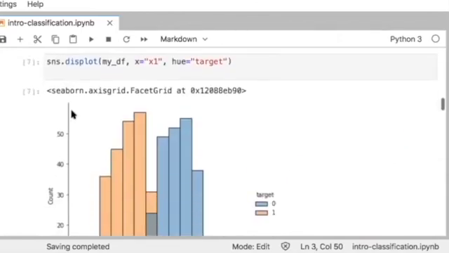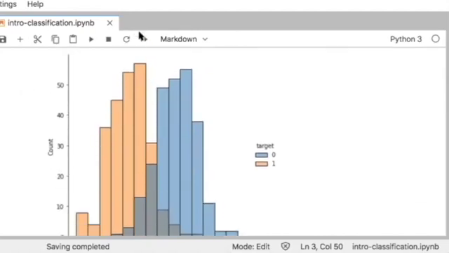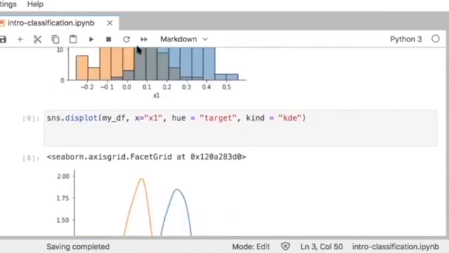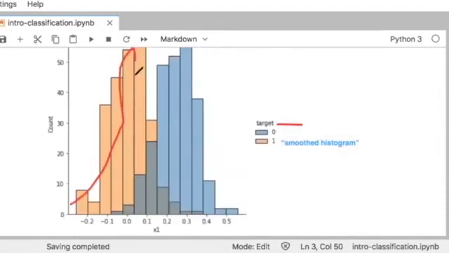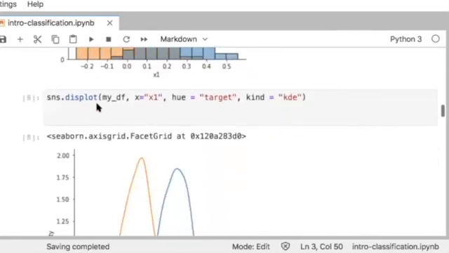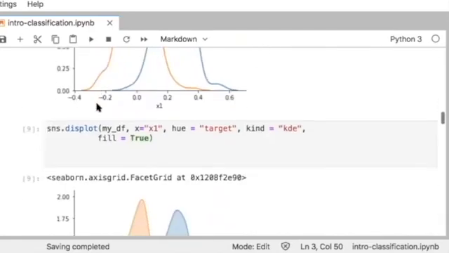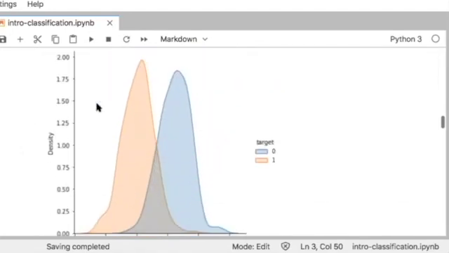We can see that same relationship in a histogram using the Seaborn displot command. Again, we see that a value somewhere in the middle does a good job of separating the zeros from the 1s. I can also do what's called a KDE plot, which is basically a smoothed histogram. It attempts to draw a curve that smooths out the histogram, giving it more of a probability distribution look. Change that just by adding kind equals KDE, and I think these are more helpful if I change fill to be true. But you're seeing the same thing in all of these plots. There is a way to separate based on the value of x1.